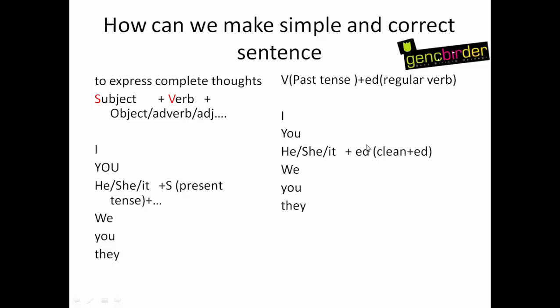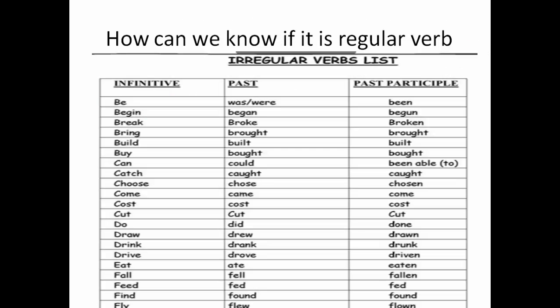Okay, this is, as I said, if you have a regular verb. How can we differentiate between a regular and an irregular verb? It's easy to remember. There is a list of irregular verbs. So all you need to do is to revise it and remember these verbs. You just need to type on Google "irregular verb list" and you will find a list of irregular verbs. Now let's make some practice.